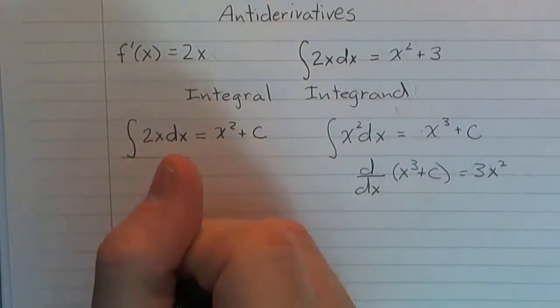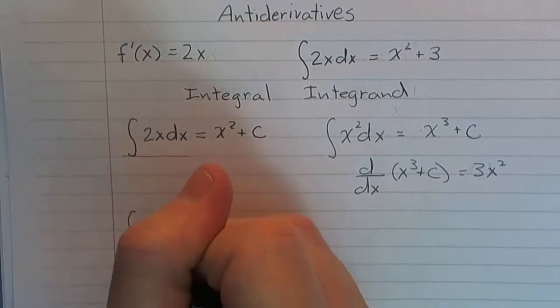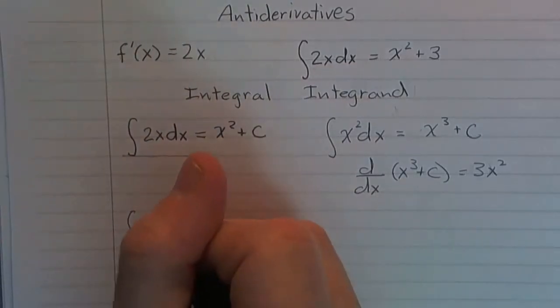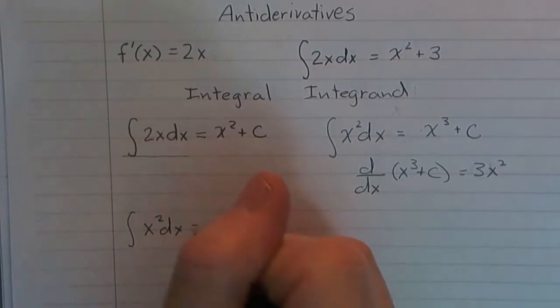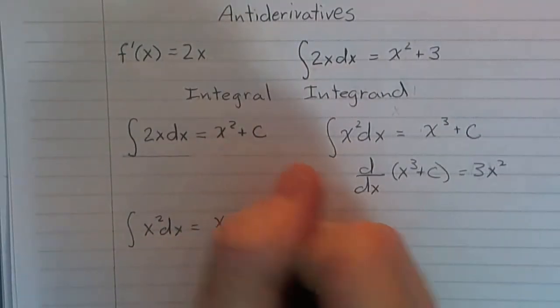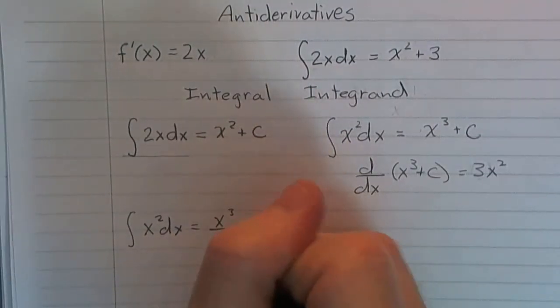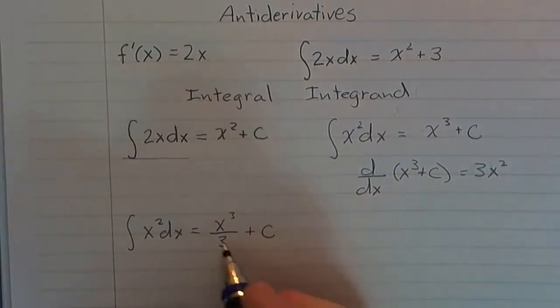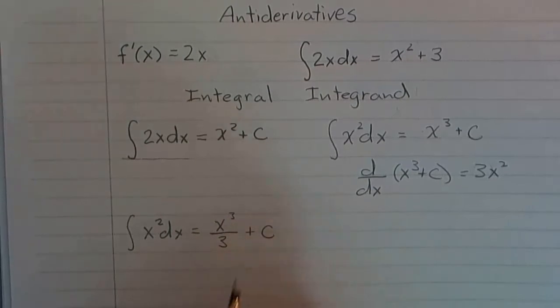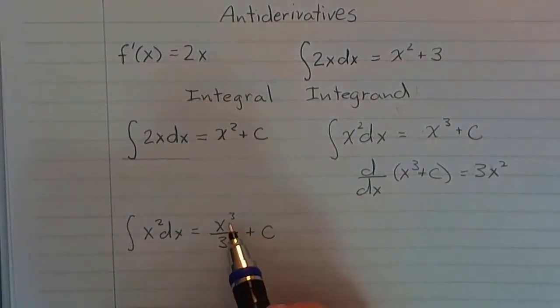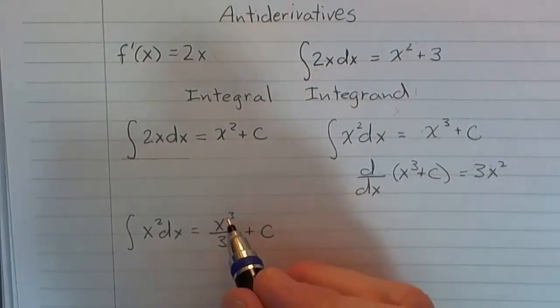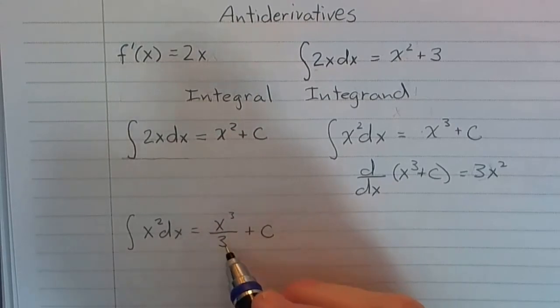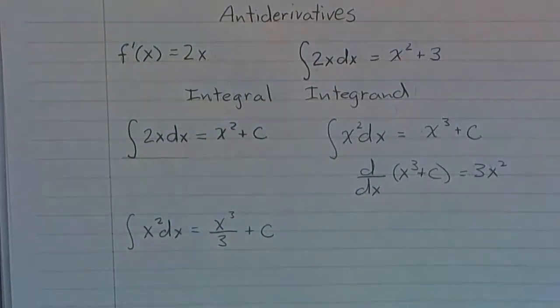So here's what I have. I have x cubed, and what I need to do is divide by the 3. This is my antiderivative. This represents all the antiderivatives. See? Because now if I differentiate that, look what happens. The 3 comes forward, it divides with the bottom, and I just get x squared. Now this illustrates the power rule for integration.